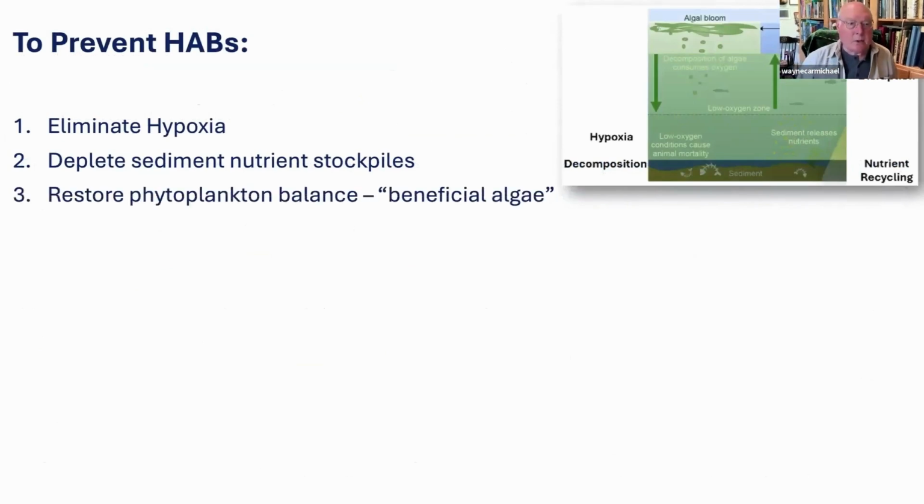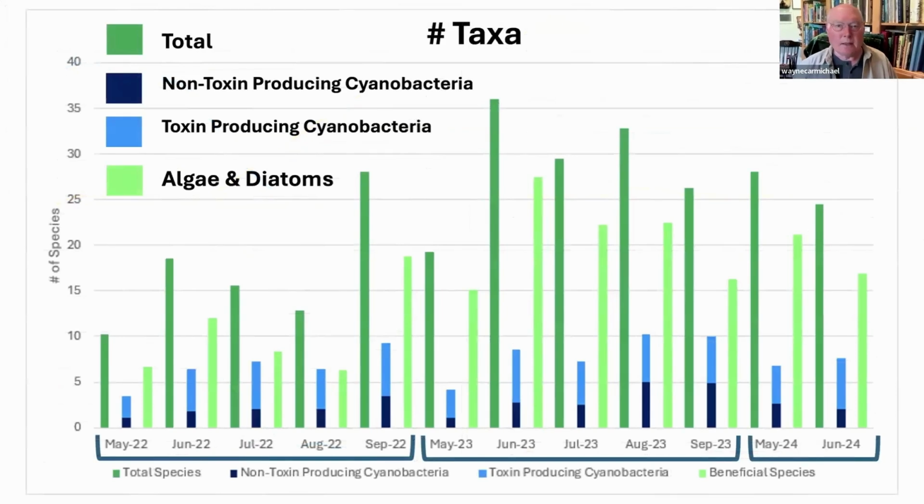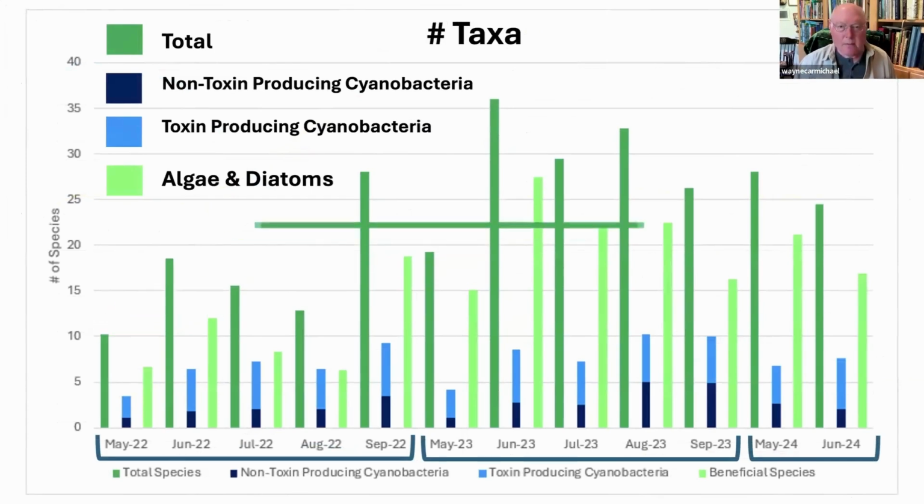Restoring the phytoplankton balance. This is the percent taxa profile following those methods. Notice on the left, the darker green is the total number of algae. The lighter green is the algae and diatoms, which is what we want to increase. And the black and the blue are the cyanobacteria. And notice that in the beginning, there were quite a number of algae, but they were composed largely of the toxin-producing and non-producing cyanobacteria.